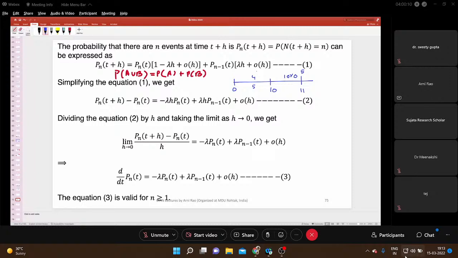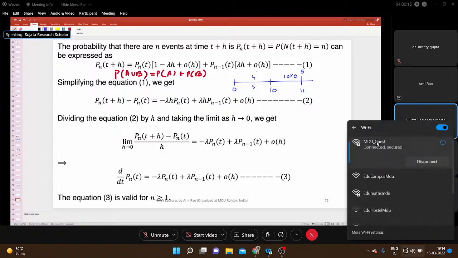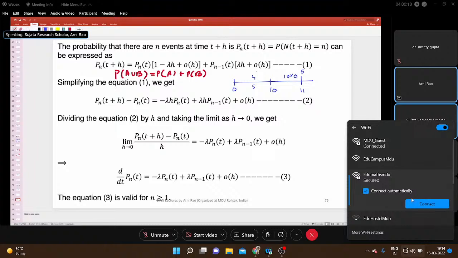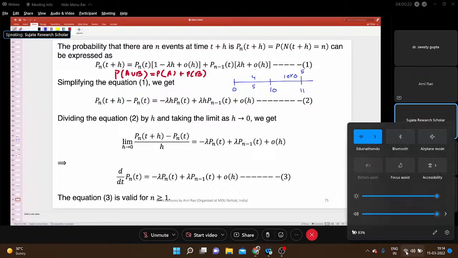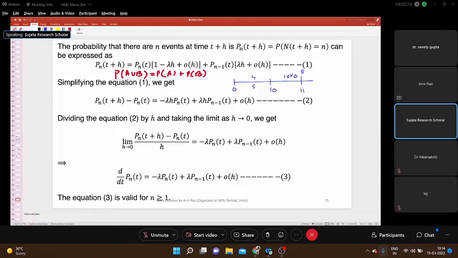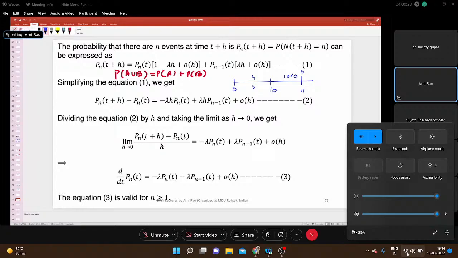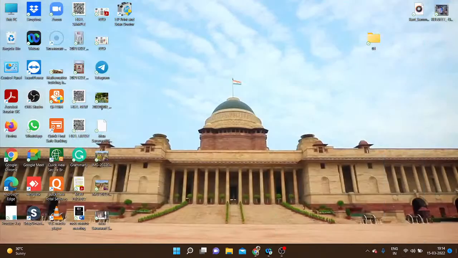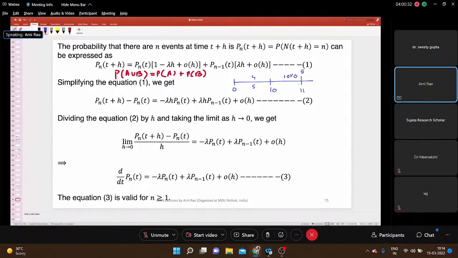I think this term must be included: plus P_{n-2}(t) times order of h, which will be negligible for small h. They are all, yes, n minus 2, n minus 3, n minus 4, all more than one event in this interval, which are not counted, you see.